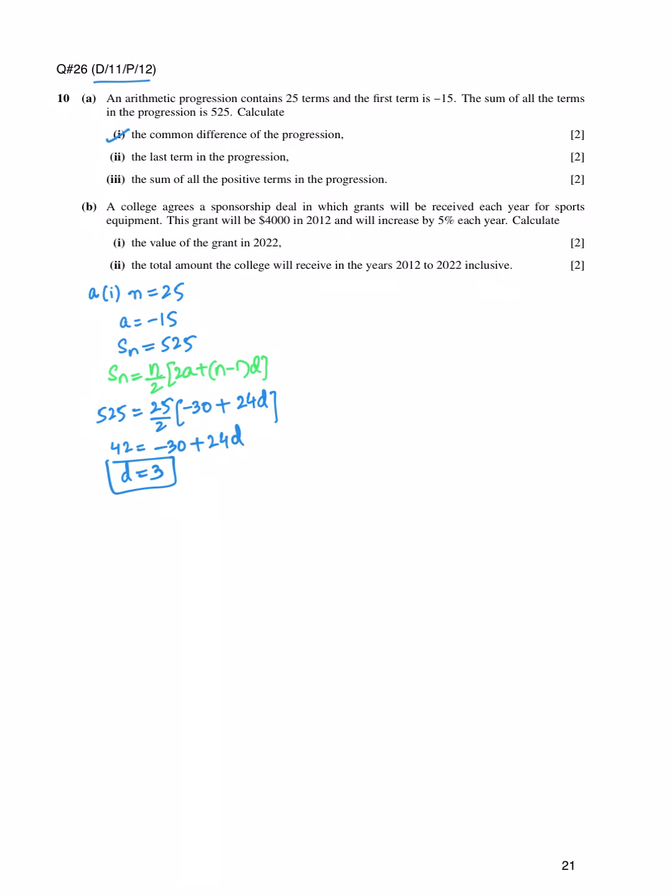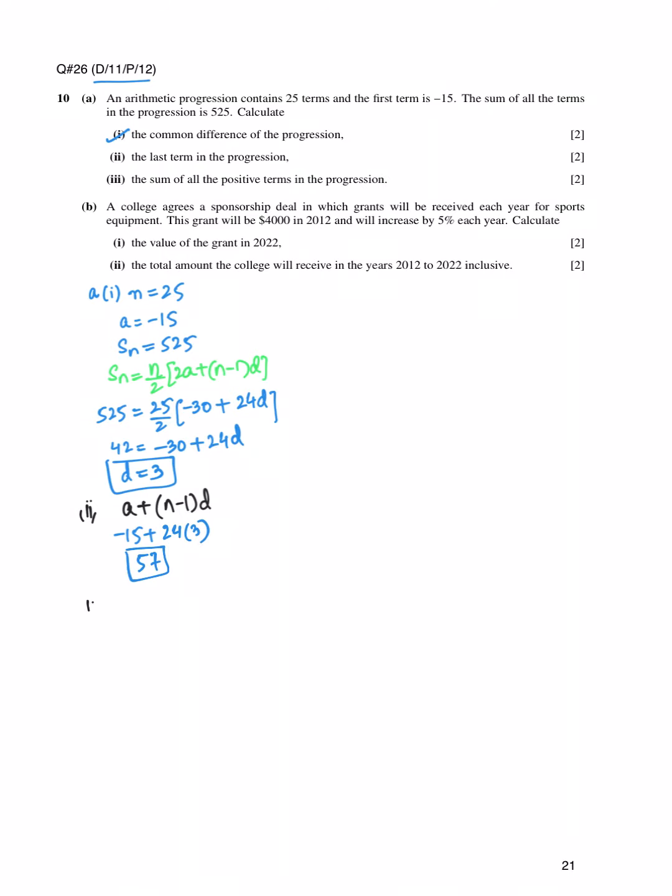After that, for the second part, it says the last term in the progression. For the last term we know that the working formula is a plus n minus 1 times d. So a is given, that is negative 15, n is 25, so 25 minus 1, it's 24, and the difference is 3. Simplify it, so you will get 57. That is your second part answer.